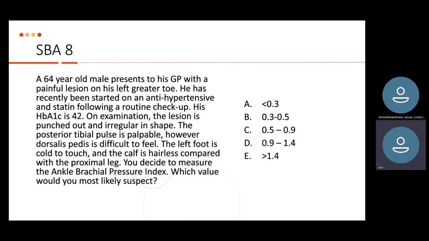A 60-year-old male presents to his GP with a painful lesion on his left greater toe. He has recently been started on an antihypertensive and statin following a routine checkup. His HbA1c is 42. On examination, the lesion is punched out and irregular in shape. The posterior tibial pulse is palpable. However, dorsalis pedis is difficult to feel. The left foot is cold to touch, and the calf is hairless compared with the proximal leg. You decide to measure the ankle brachial pressure index. Which value would you most likely suspect?